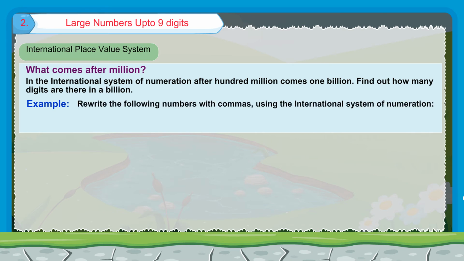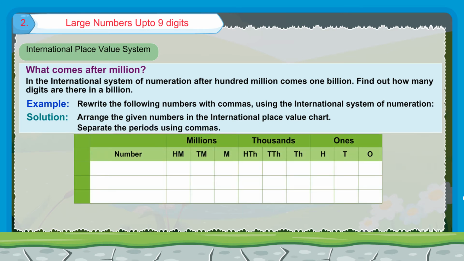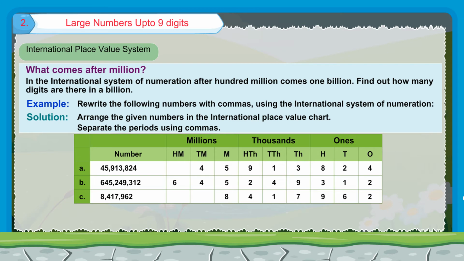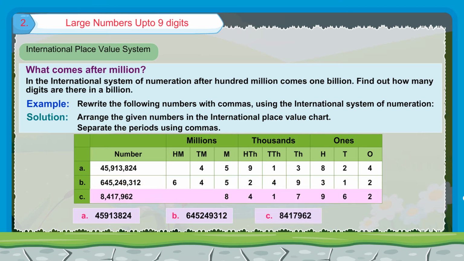Example. Rewrite the following numbers with commas using the international system of numeration. Solution. Arrange the given numbers in the international place value chart. Separate the periods using commas. A. 45,913,824. B. 645,249,312. C. 8,407,962.